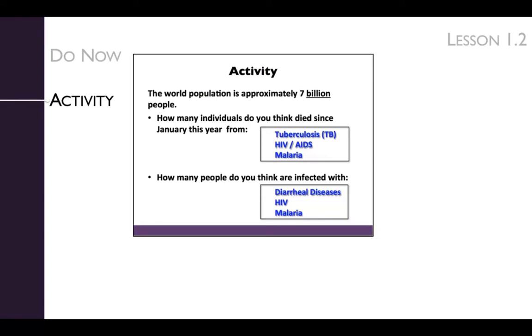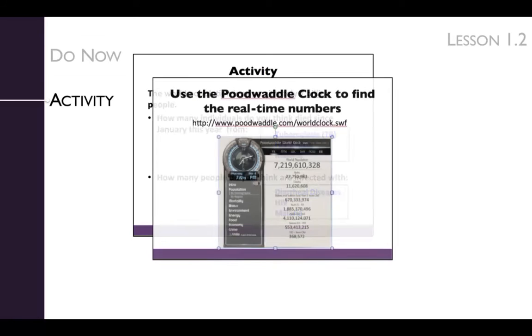Some teachers also find it easier to have students rank the diseases in order of prevalence rather than to have students estimate the actual number of deaths or infections. You will need the internet to access the Poodwaddle Clock. Familiarize yourself with the clock before class.